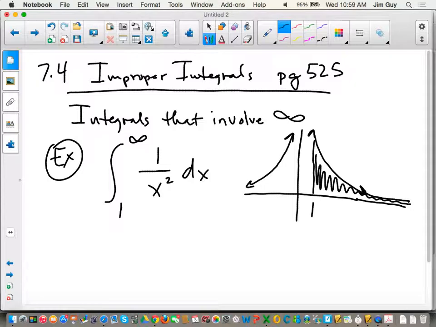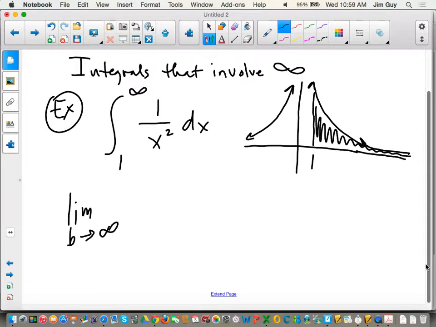Now, this is infinity. Can you actually put infinity in? Is infinity a number? No, you can't actually put it in. So we're not talking about it equaling infinity, we're talking about it approaching infinity. So we have to use limits here. We're going to take the limit, and let's use b for our upper limit. So as b approaches infinity, we go from 1 to b, 1 over x squared dx.